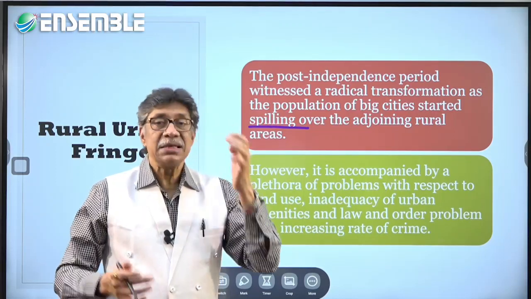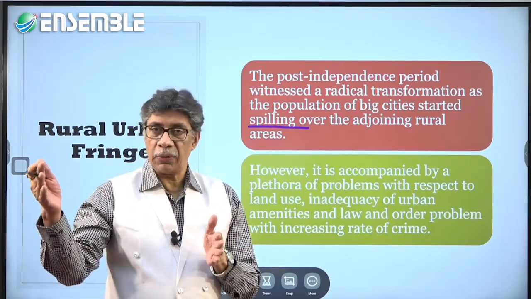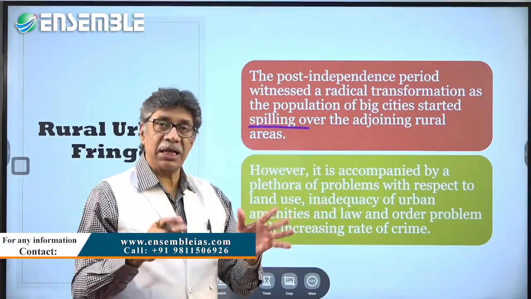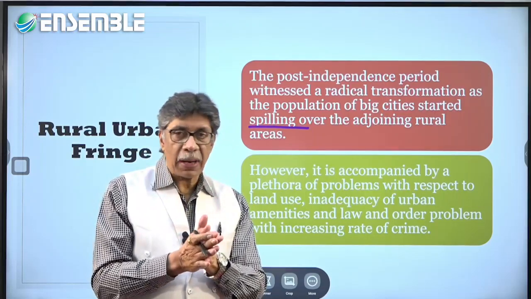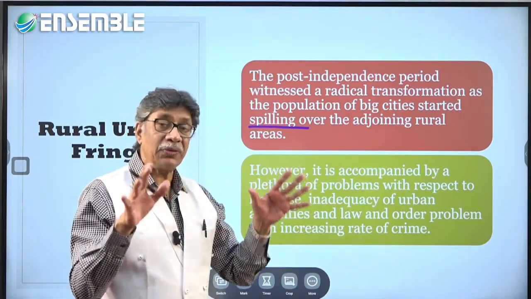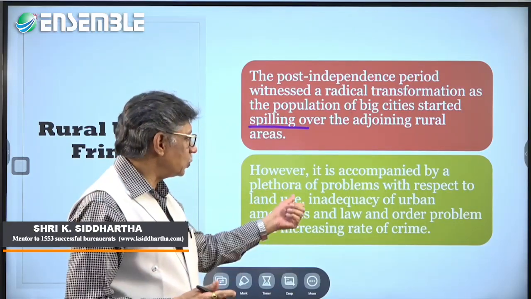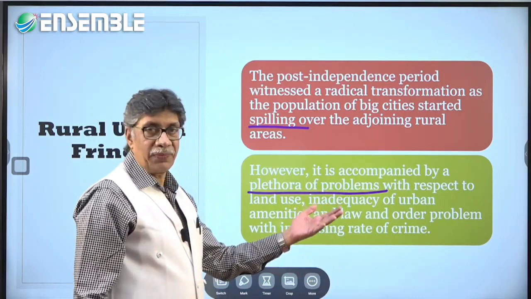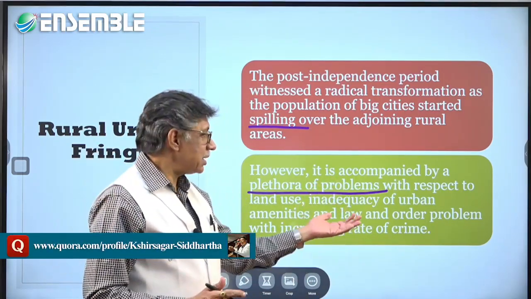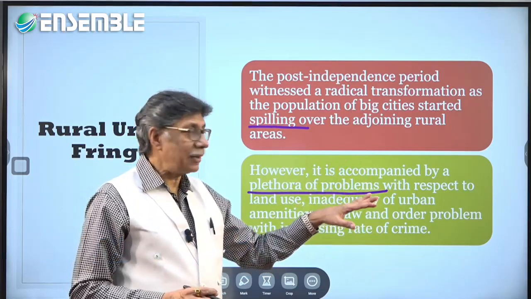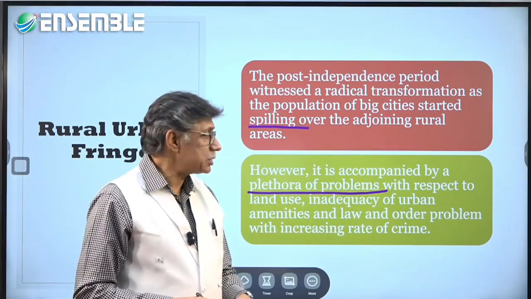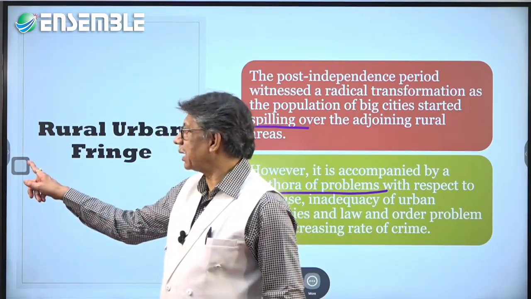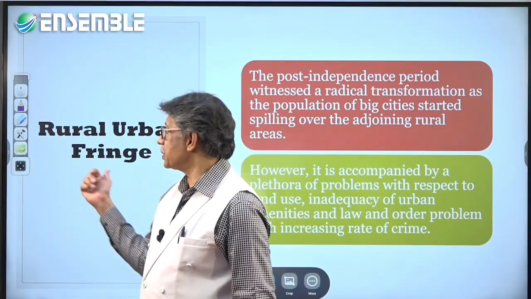That was one. Second was that there were a lot of migrants also. That means these migrants came and they also lived in the fringe part of the city. Now, when both of them started living in the fringe part of the city, it was, of course, accompanied by a plethora of problems. So, the land use went for a toss in this case. There were inadequate urban amenities available in this place also, and of course, it was accompanied by a severe law and order problem at the same time.